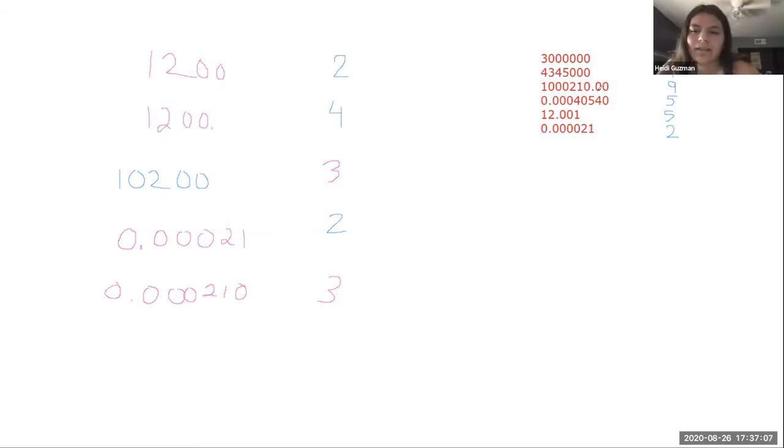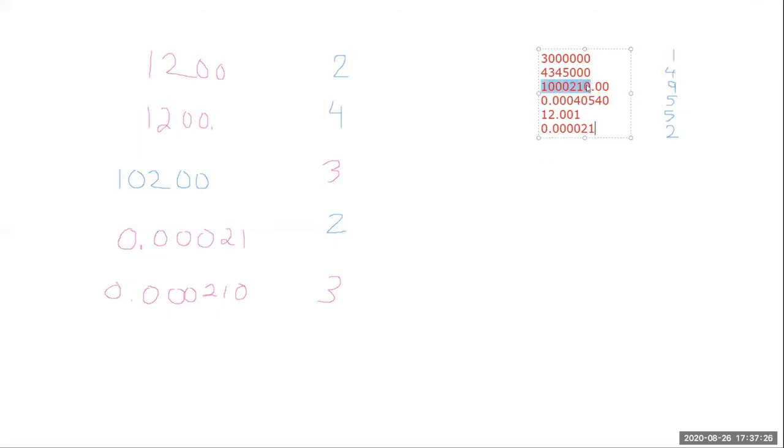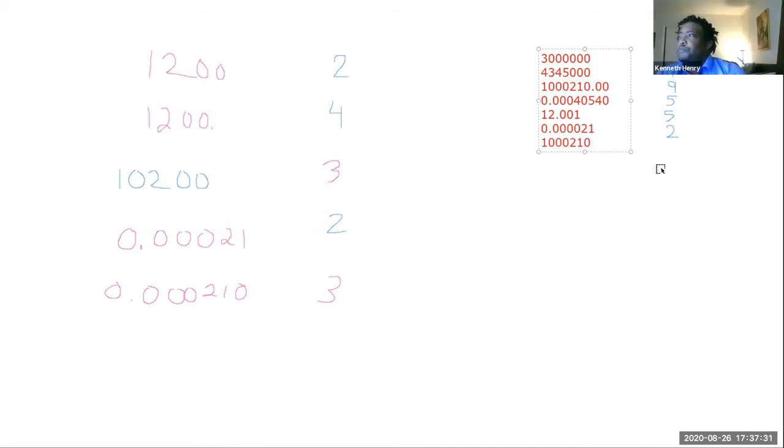So without the decimal, it would have been 7? Actually, it would have been 6. If it was this number here, it would have been 6: 1, 2, 3, 4, 5, 6. That 0 wouldn't have counted. Okay, got it?